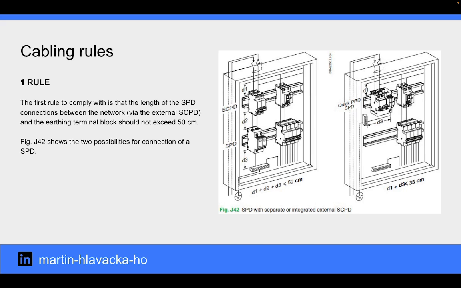Figure J42 shows the two possibilities for the connection of an SPD with separate or integrated external short circuit protection device.